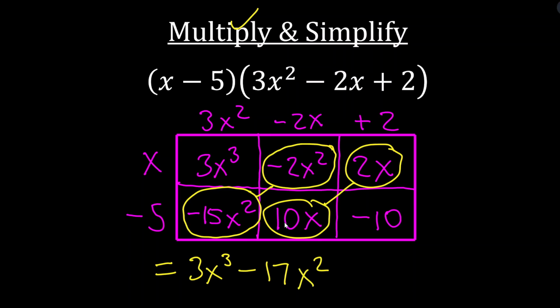This is adding 10 x's. We're adding 2 more, so we're adding a total of 12 x's. And then there's a minus 10 at the end. Boom. We have multiplied. We have simplified. It's that easy. We're good to go.